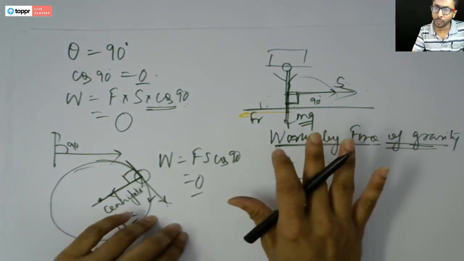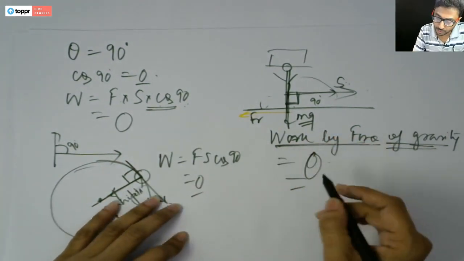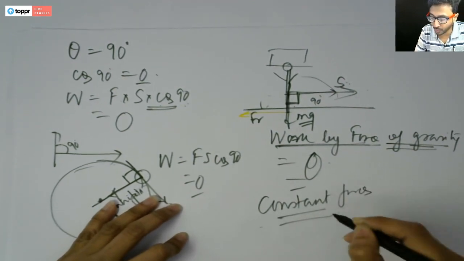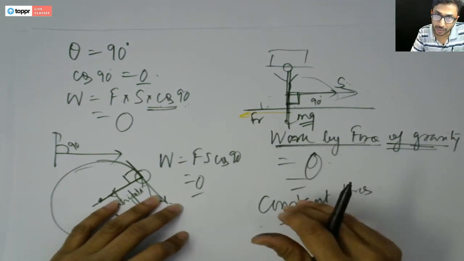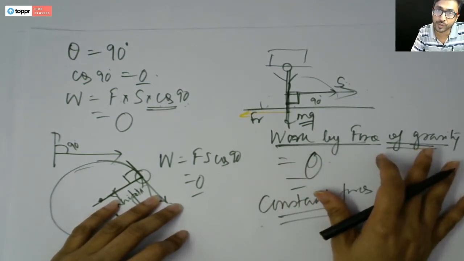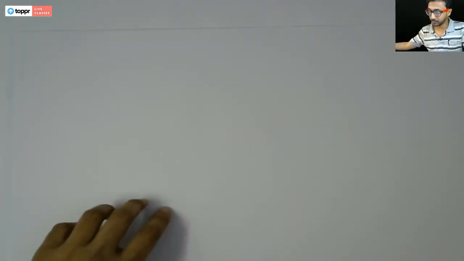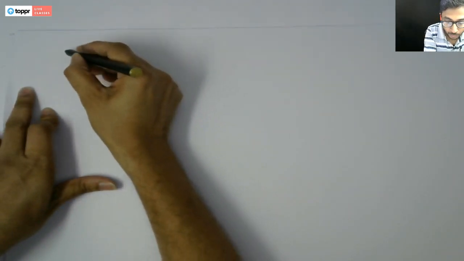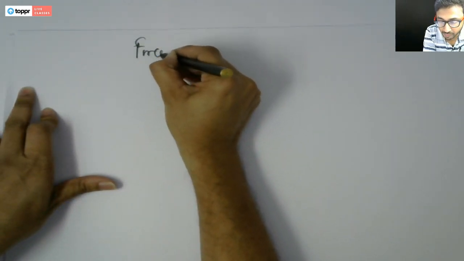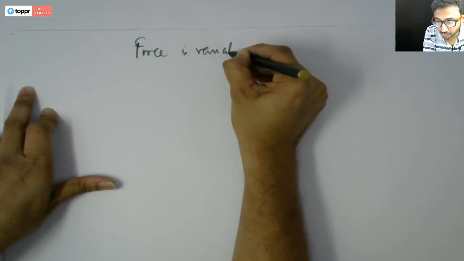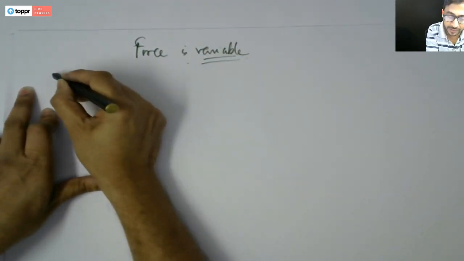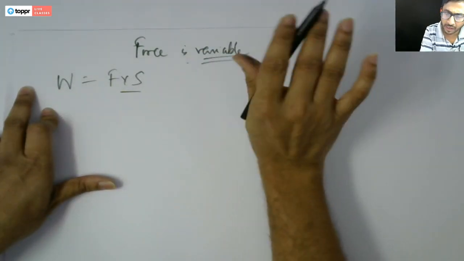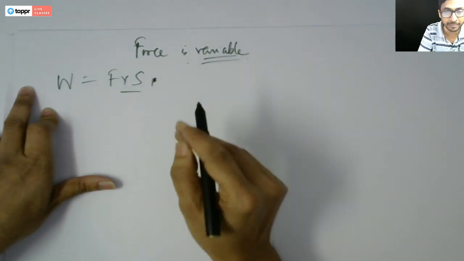Okay. Now we are talking about constant forces. That is when the work is done by constant forces. Now what happens when work is done by forces which are variable? Work done by variable forces. Now when the force itself is variable, then we cannot find the work just by simply multiplying force into displacement. We are not considering the angle for the time being.